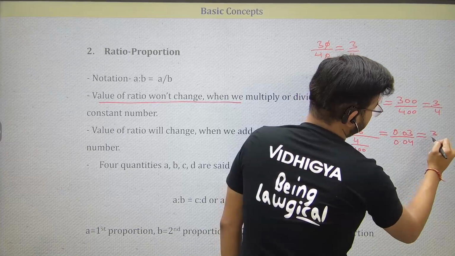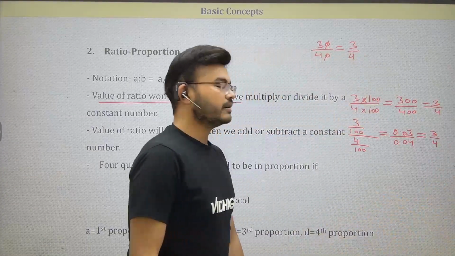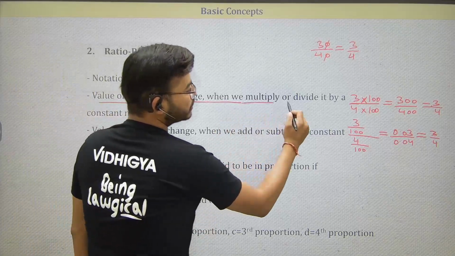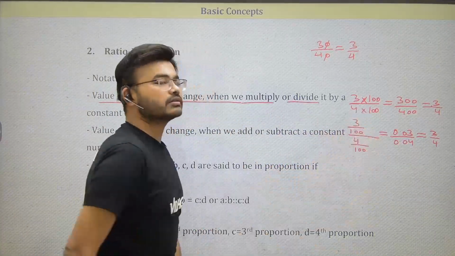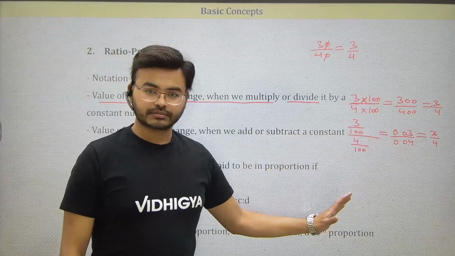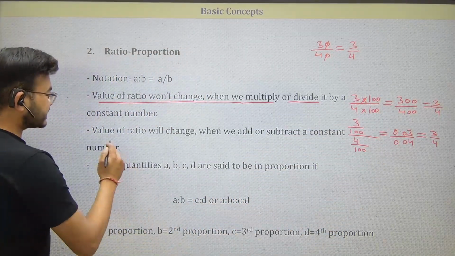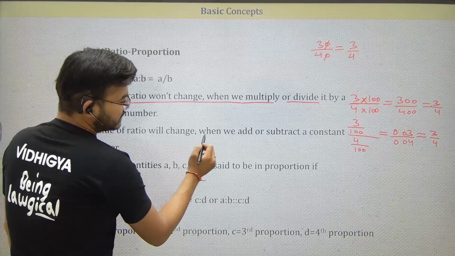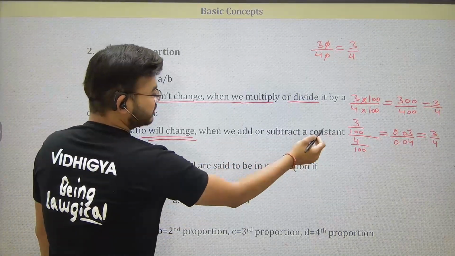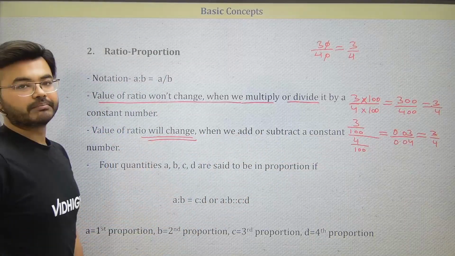Again, it can be written as 3/4. So whether you multiply or you divide any ratio with a constant number, the ratio will not change. Okay. Next thing, the value of a ratio will change. It will change when we add or subtract a constant number.